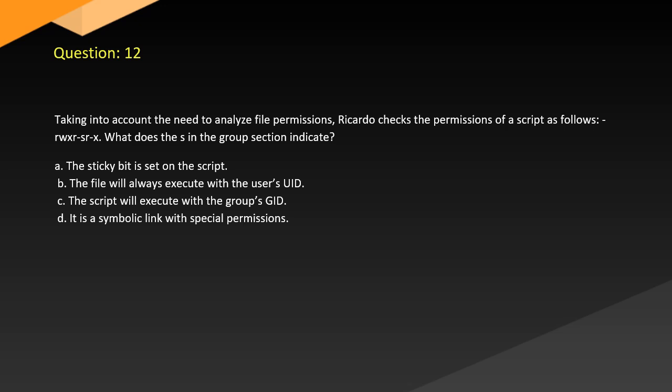Question 12. Taking into account the need to analyze file permissions, Ricardo checks the permissions of the script as follows. What does the S in the group section indicate? A. The sticky bit is set on the script. B. The file will always execute with the user's UID. C. The script will execute with the group's GID. D. It is a symbolic link with special permissions.